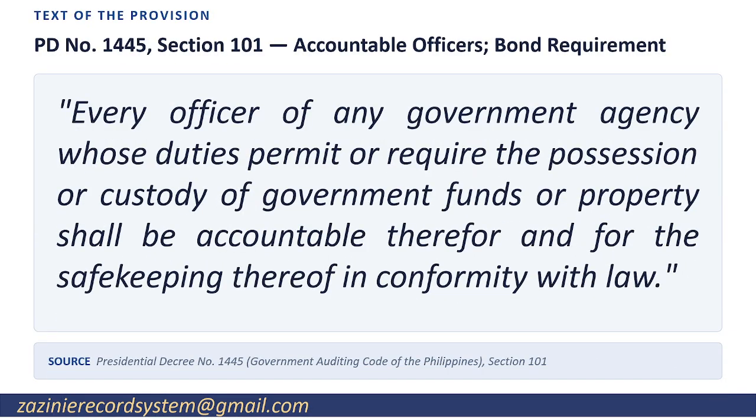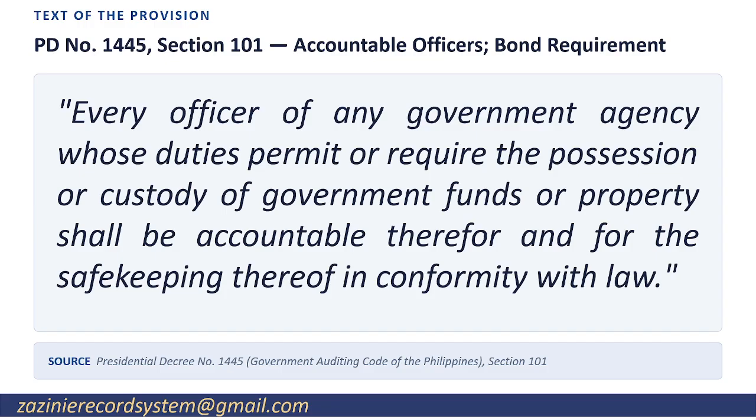Here is the text of the provision, read exactly as written. Every officer of any government agency whose duties permit or require the possession or custody of government funds or property shall be accountable therefor and for the safekeeping thereof in conformity with law. In a bit more detail, in plain language, this provision means that the moment your job duties give you possession or custody of government property, the law automatically makes you accountable for keeping it safe. You do not need a separate memo naming you an accountable officer, the accountability follows the duties themselves.